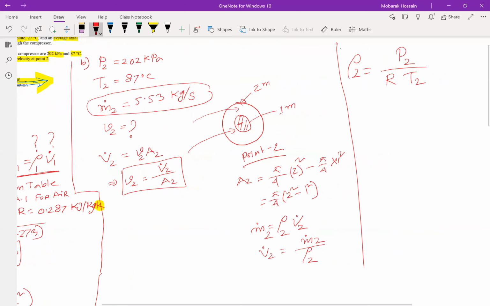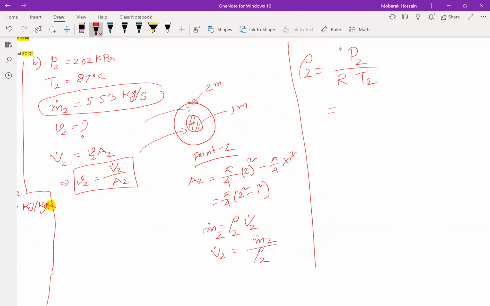Let's find out density first. Pressure is given as 202 times 10 to the power 3, R is given as 0.287 times 10 to the power 3, then T2 is 87 centigrade, so we'll convert to Kelvin. So finally density for location 2 will be 1.96 kg per meter cube. Now if you use this density, we'll get the volume flow rate.